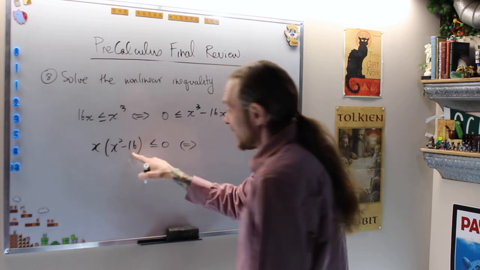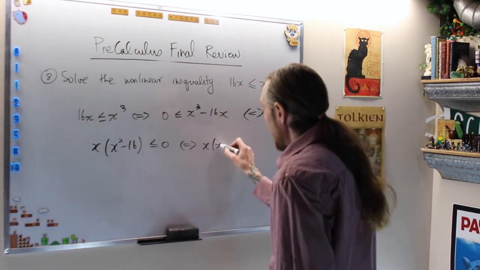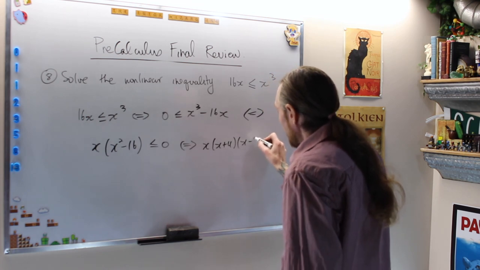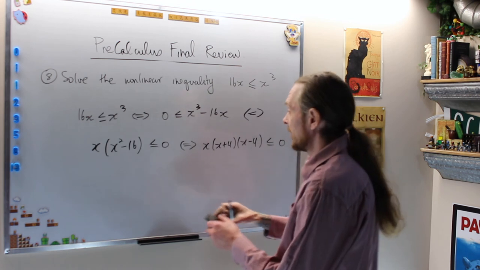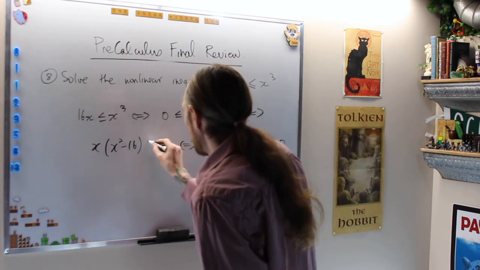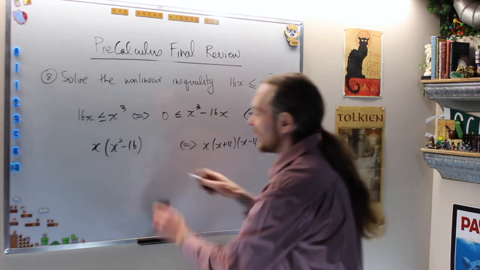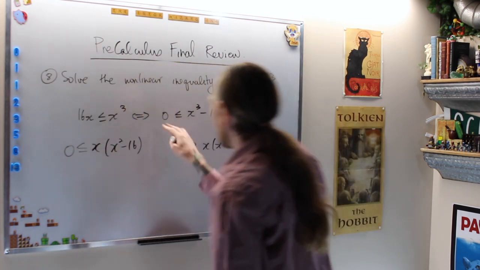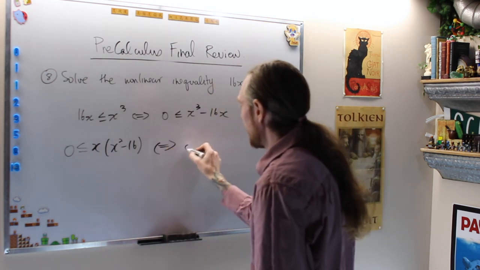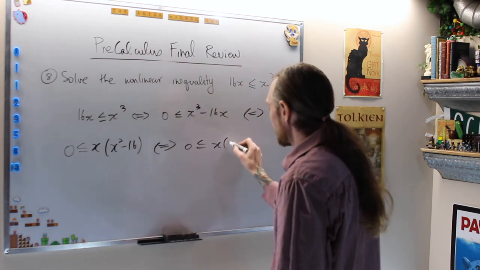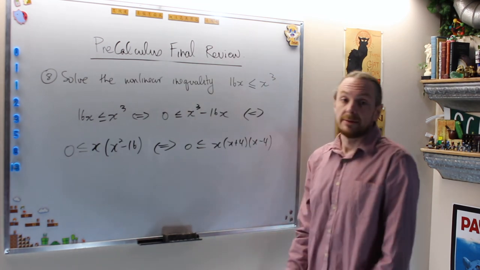And this gives me 16 is 4 squared, so I see a difference of squares. This is x, x plus 4, x minus 4 is less than or equal to, or sorry, this should be greater than or equal to 0. I flipped it around. If you don't like that, this was our statement, keeping it the same. So this says if and only if 0 is less than or equal to x times x plus 4 times x minus 4.